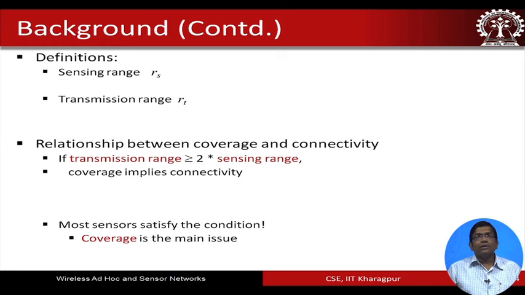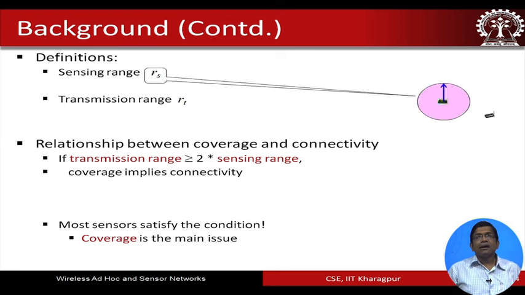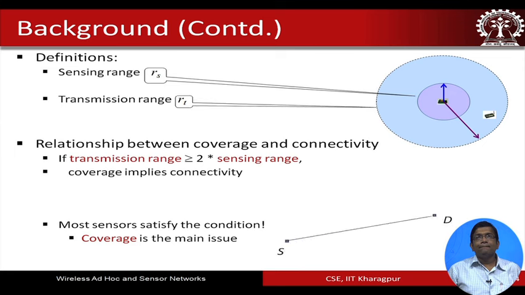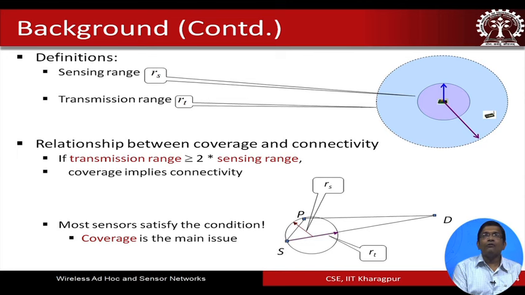So, going to some of the basics, we have to understand a few basic definitions. When we talk about a sensor node, we talk about two different types of ranges. Any wireless sensor node has two different ranges. One is called the sensing range RS, the other one is called the transmission range RT. That is quite obvious, because sensing range talks about how far a node can sense.